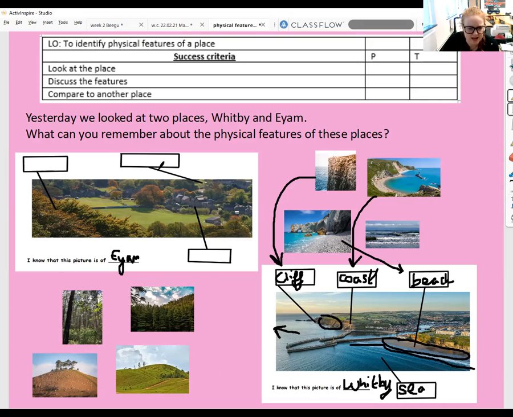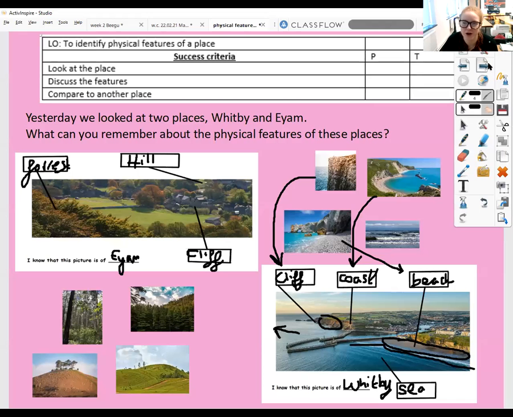Well, I know there's things like hills in the background. I know we've got some forest. I know we can't see it in this picture, but I know we have some cliffs. We might call them crags as well if they are inland and not near the sea. Fantastic. That was a great recall, Year One.